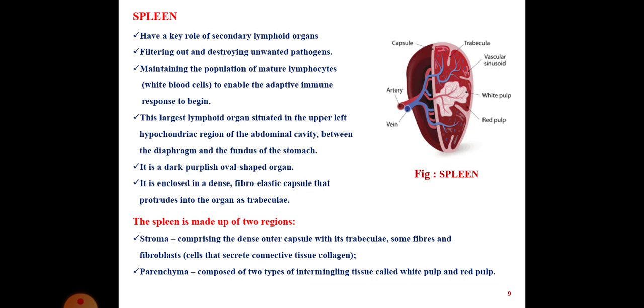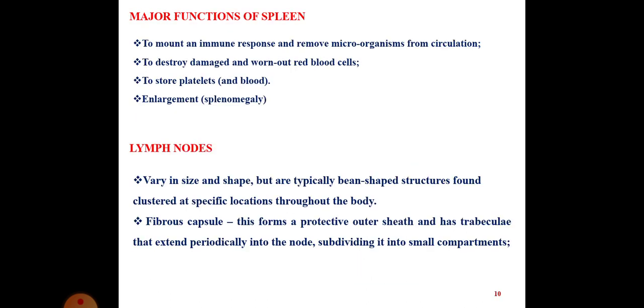It is a dark purple oval shaped organ, and it is enclosed in a dense fibroelastic capsule that protrudes into the organ as trabeculae. It is made up of two regions. First one is the stroma, comprising the denser outer capsule with its trabeculae, some fibers and fibroblasts, that is the cells that secrete connective tissue of collagen. And the second one is the parenchyma. It is composed of two types of intermingling tissues called the white pulp and the red pulp.